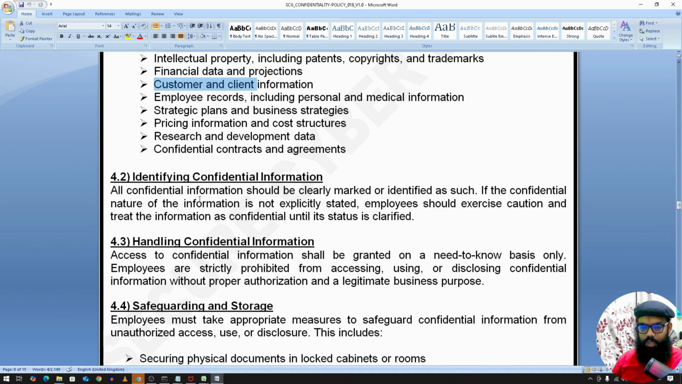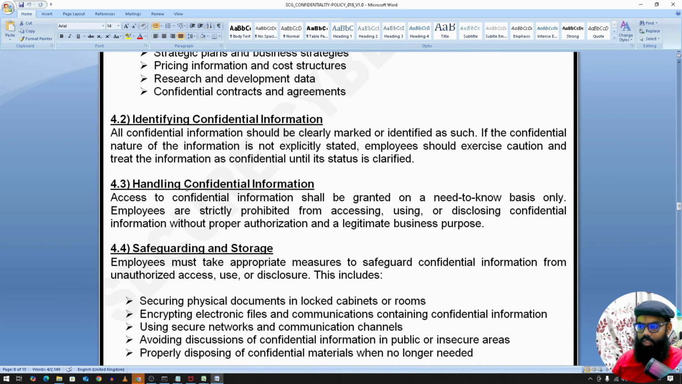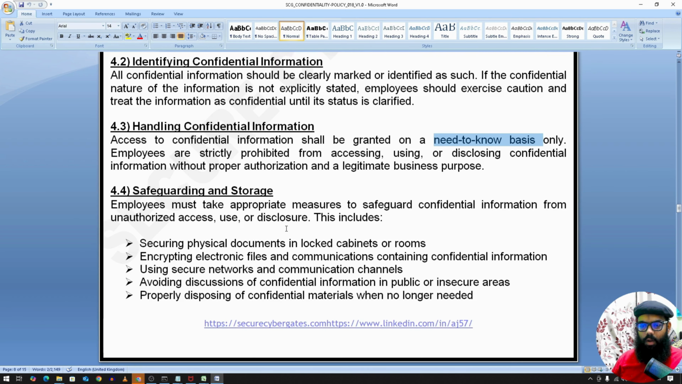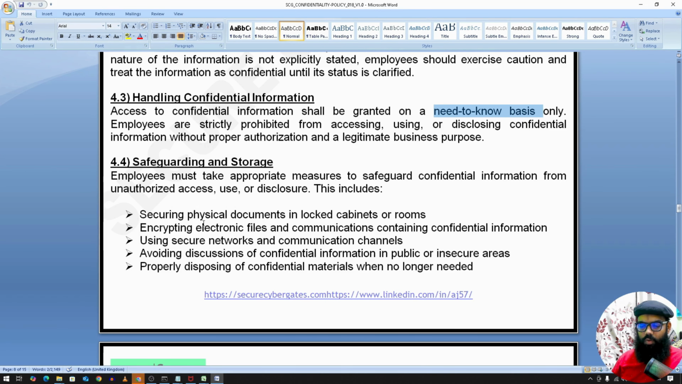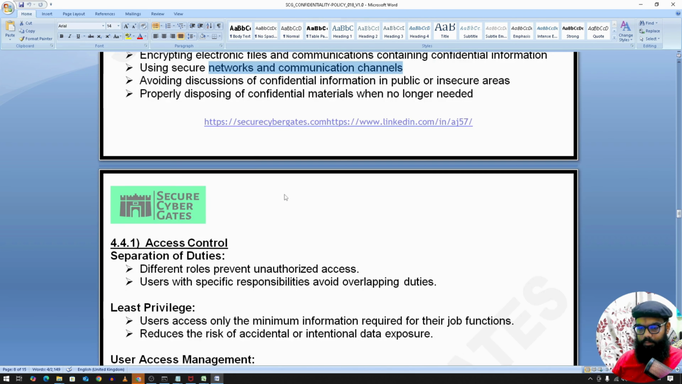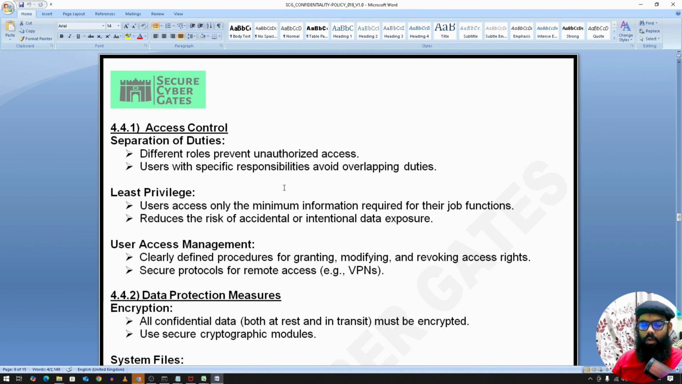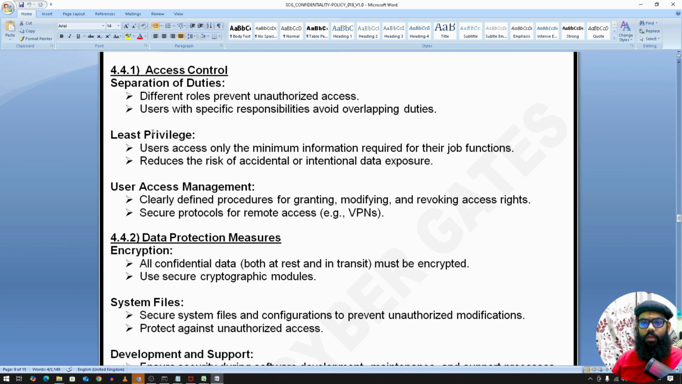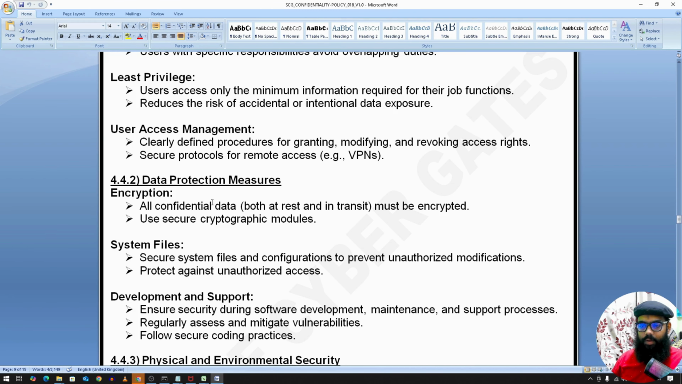So that was identifying the confidential information, then how to handle confidential information. Access should be granted on a need-to-know basis. Safeguarding and storage: it should be securely stored. Encryption should be done, and we use secure networks and communication channels. Access control: for access control, we have separation of duties or segregation of duties. It should follow the principle of least privilege, user access management, and data protection measures. It should be properly encrypted with an industry-recognized encryption algorithm.